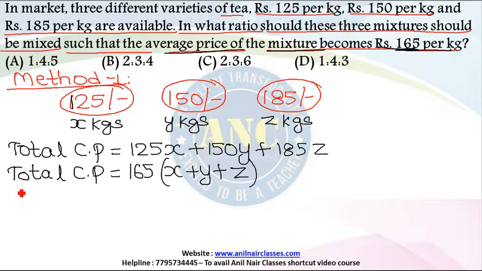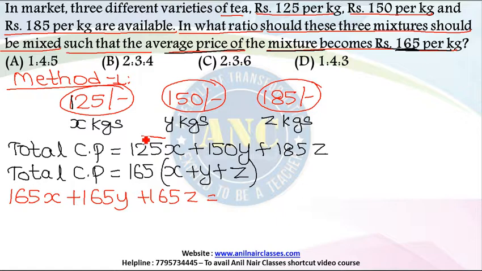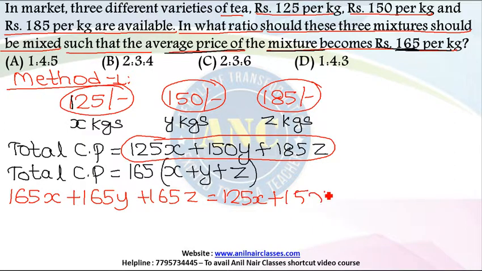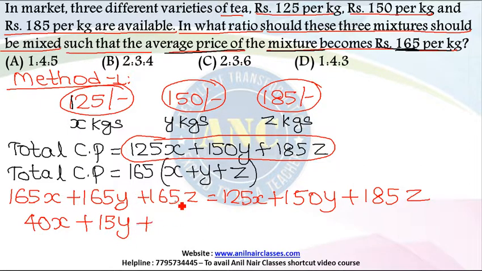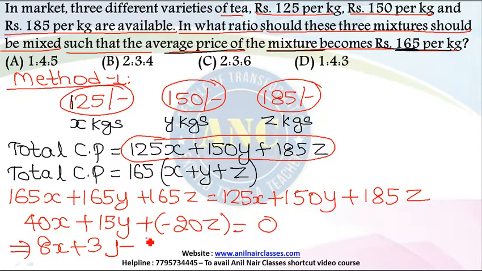Equate both of them. 165 into x plus y plus z is 165x plus 165y plus 165z, and this is equal to the value I have written, 125x plus 150y plus 185z. If I shift it, 165x minus 125x is 40x. 165y minus 150y is 15y. 165z minus 185z is minus 20z. The right hand side becomes 0. If I further simplify, everything is divisible by 5. It is 8x plus 3y minus 4z is equal to 0.